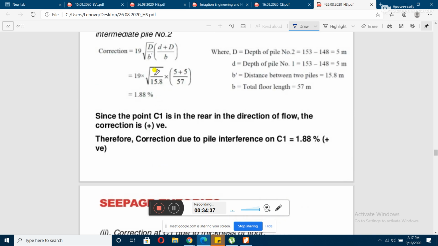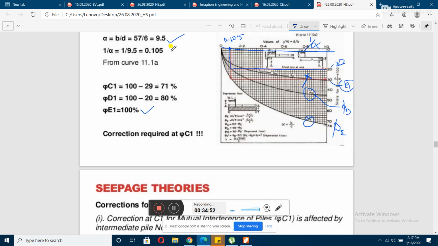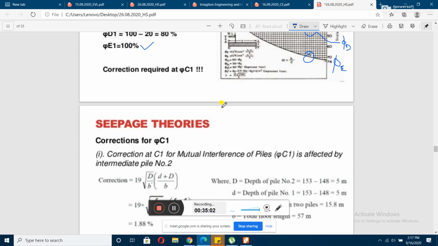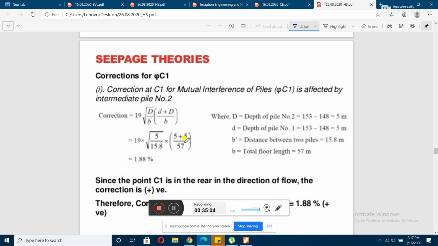So 19 root over capital D is 5, small d is also 5, B is known to us, that is the floor distance, or you can say the distance between the two extreme piles. Here the extreme piles, you can see there 0.6 have been added on. So the distance of the floor is actually the value of B. So that is 57 meter. So B is 57 meter.